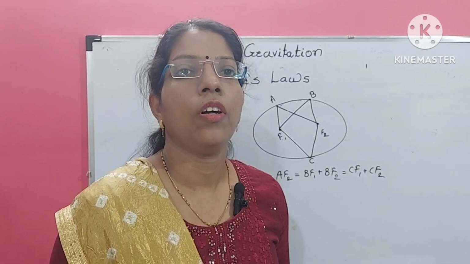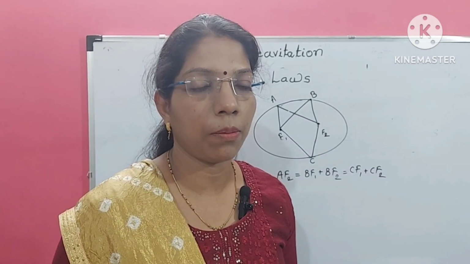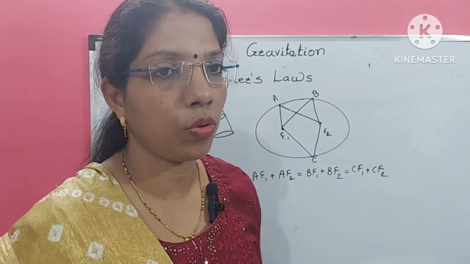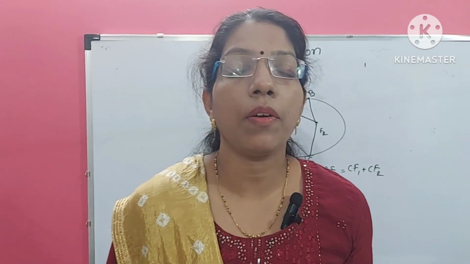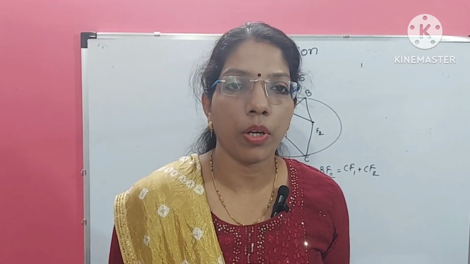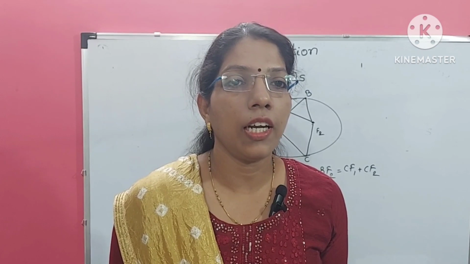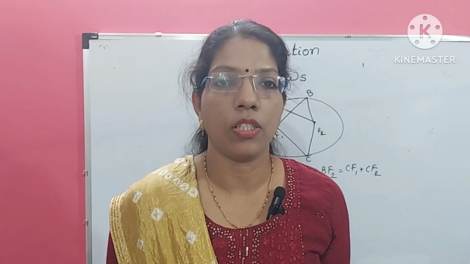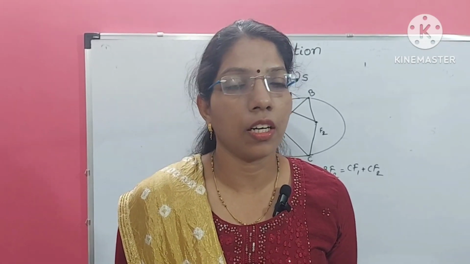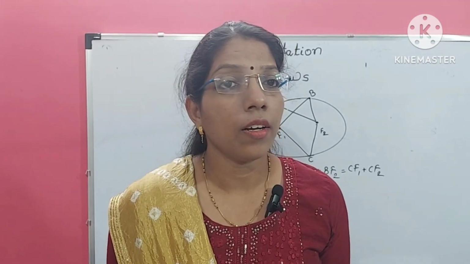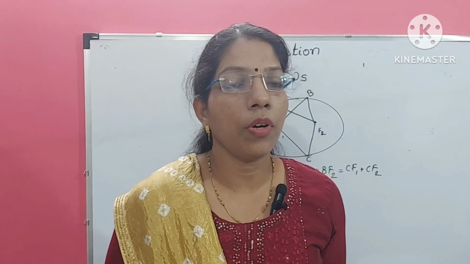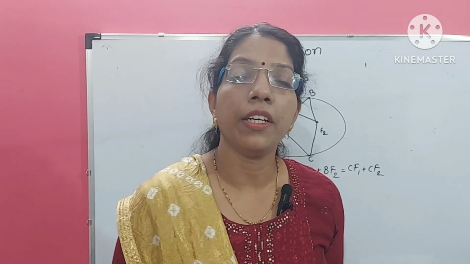So the next part of the chapter is the scientist Kepler and his three laws. Kepler was a scientist who had studied planetary motion, and for that purpose he derived three laws, and we have to study those laws in this lecture. His first law, before going ahead we have to see the meaning of ellipse.